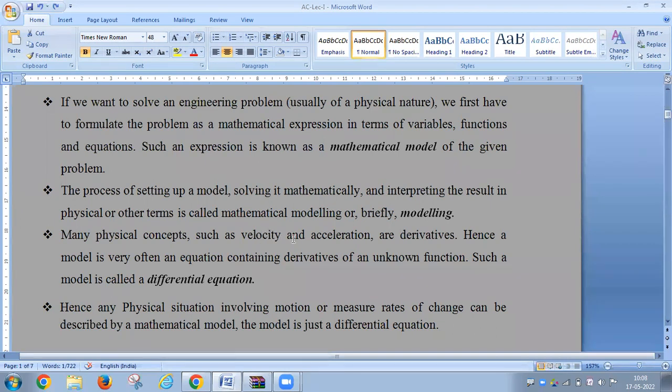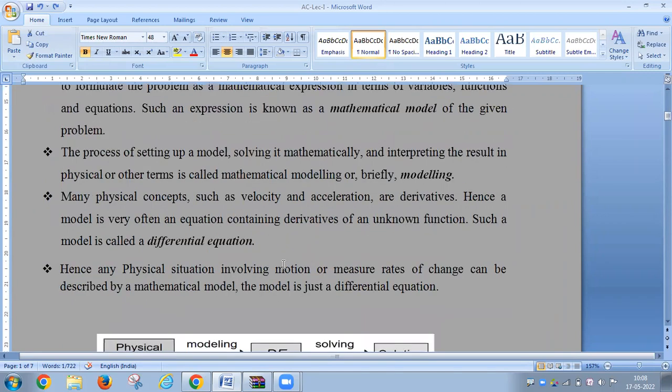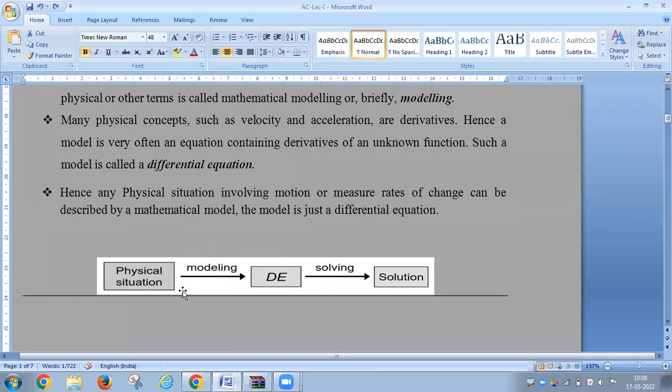For example, you know that velocity is a rate of change of displacement. It involves a derivative. So if there is any problem related to velocity, you will get a differential equation related to it. Similarly, acceleration. A rate of change of velocity is nothing but acceleration. It involves a derivative. So problems involving acceleration can be formulated as a differential equation. Okay, so a model containing derivatives is called a differential equation. So this is the process.